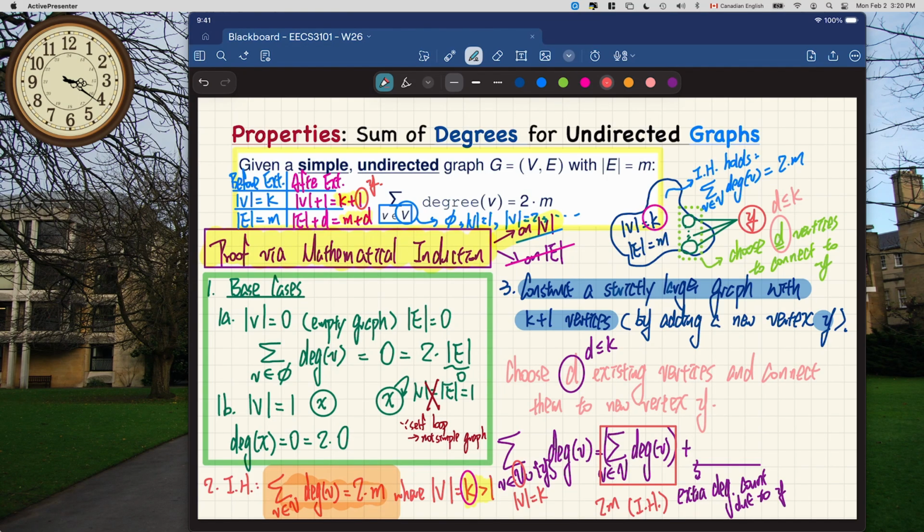Remember what I said earlier? It would be totally mistaken if somehow you can complete a proof without having to use the inductive hypothesis. You have to use it, okay? All right, so this part here we know is 2m.